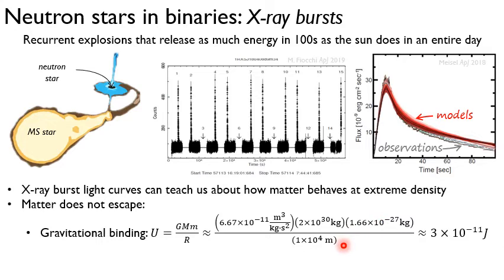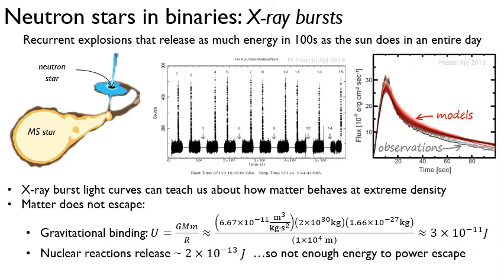We plug that in and we find the gravitational binding energy is around 3 times 10 to the minus 11 joules. Now we can compare that to the amount of energy released in a nuclear reaction in the burst. So this is the energy that would potentially power a proton escaping the surface, and it's much smaller. It's less than 1% of that gravitational binding energy, and so none of the material escapes. So these do not enrich the universe in elements. They just are useful and interesting for studying how matter behaves at high densities.